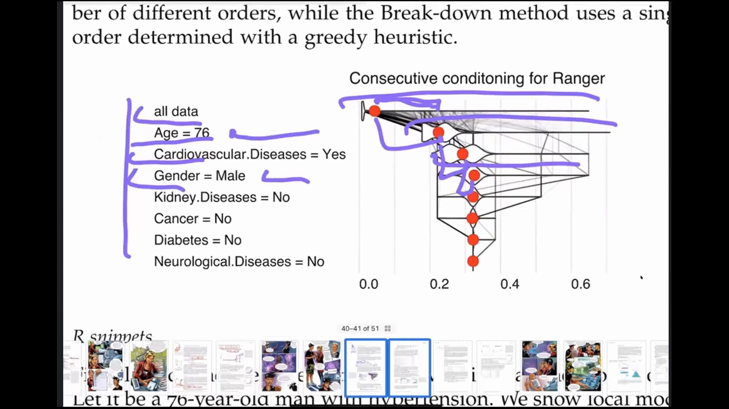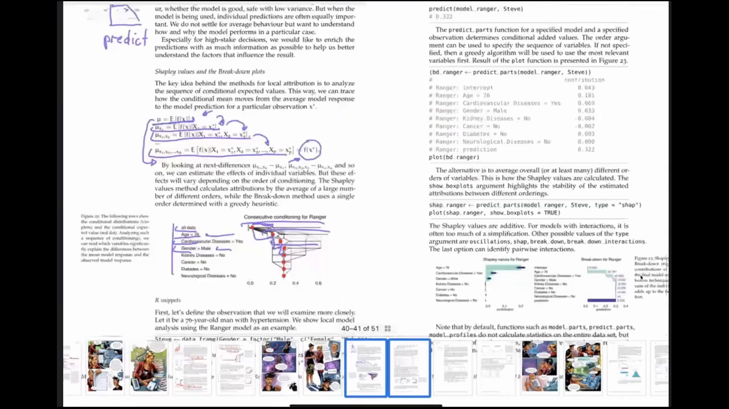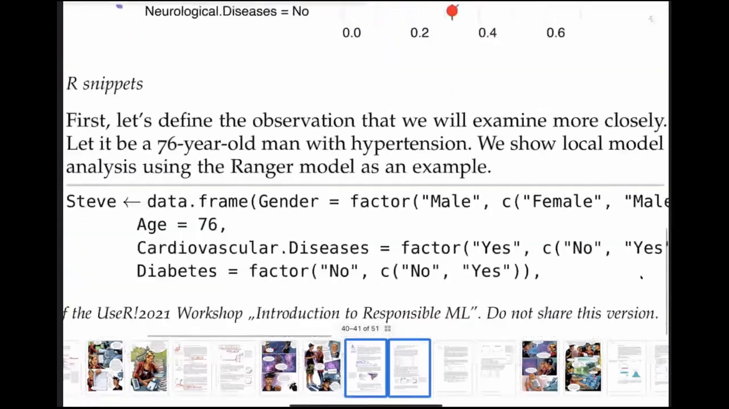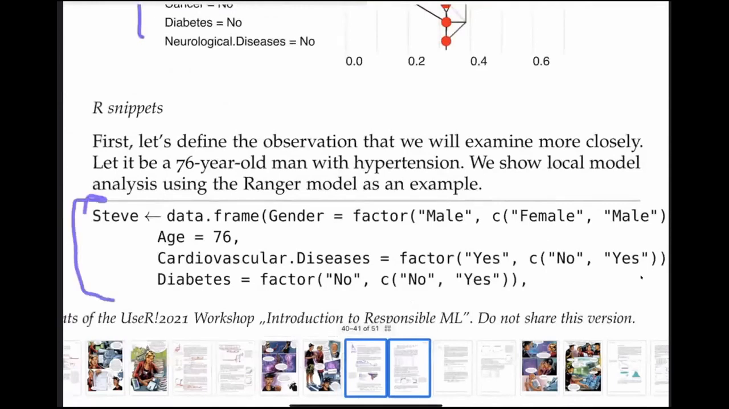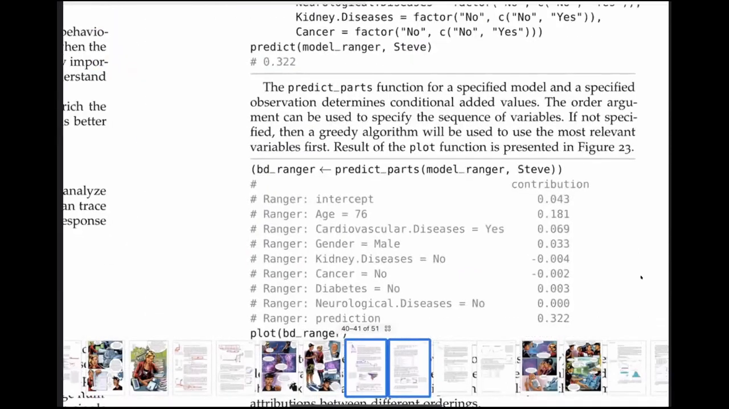So both are based on these conditional orderings, but in one case, you are using some heuristic to find the strongest, most important variables in the beginning, while in Shapley values, you just average across many different possible orderings. Both things can be easily implemented and executed in DALEX. You need to, of course, create the instance of interest. Here, we can define our Steve, our male, 76 years, with cardiovascular diseases, without diabetes, and so on. And then having this observation, we can calculate the score for the Ranger model, for example.